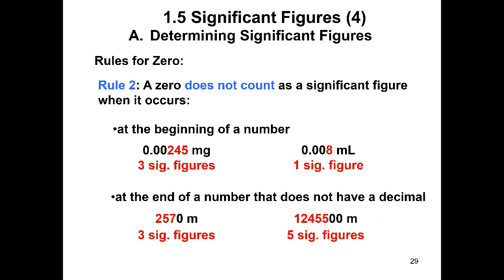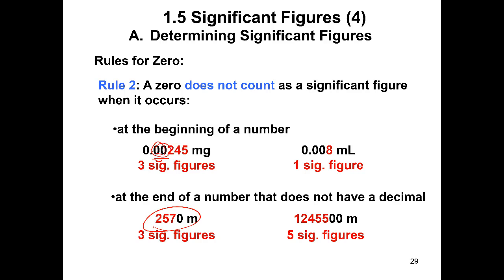A zero does not count as significant if it's at the beginning of a number. So we call this a placeholder, okay? Or if it's at the end of a number that does not have a decimal, okay? At the end of a number that does not have a decimal. Since there's no decimal in there, it doesn't have 4 significant figures. It only has 3.